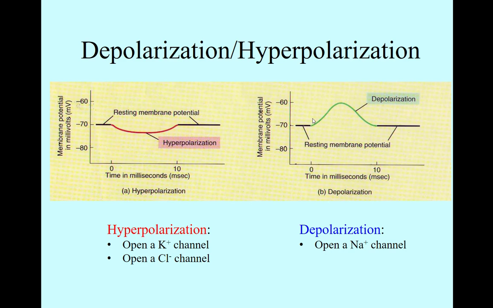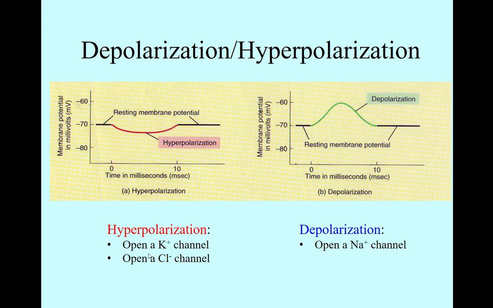Now on the flip side, if we open up a potassium channel, potassium is going to want to go out based on the chemical gradient. So positive ions leaving the cell, potassium is positive, will make it more negative. So opening up a potassium channel will actually hyperpolarize the cell.